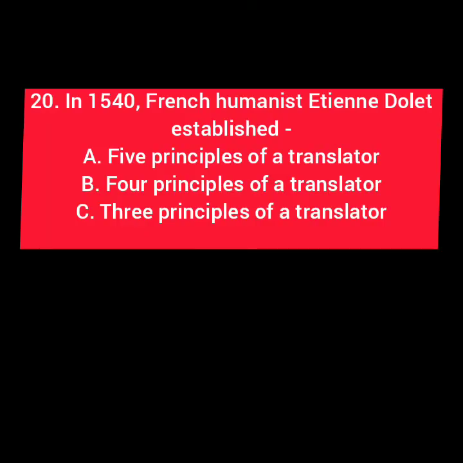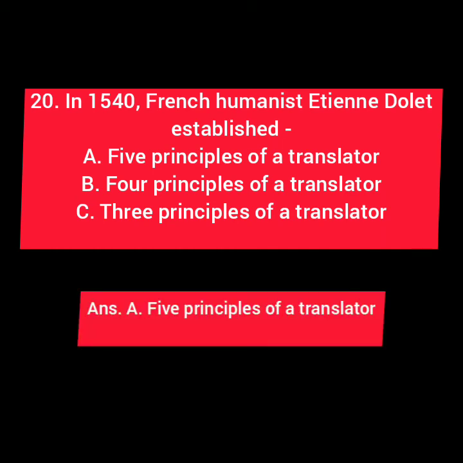Now there comes the next question, that is, in 1540, French humanist Etienne Dolet established 5 principles of a translator, or 4 principles of a translator, or 3 principles of a translator. The right answer is option number A, the 5 principles of a translator. It means that a translator, while translating a text from one language to another, has to follow 5 principles.